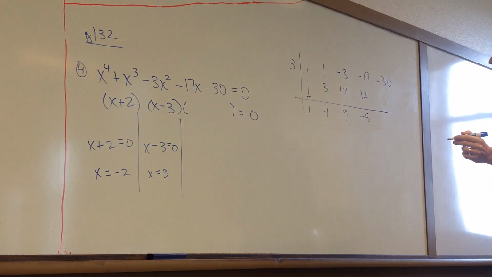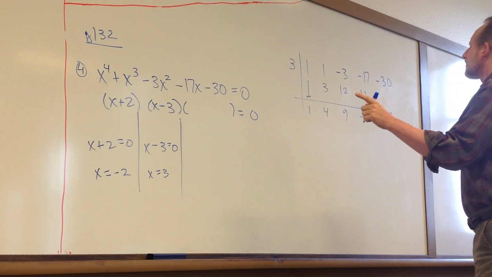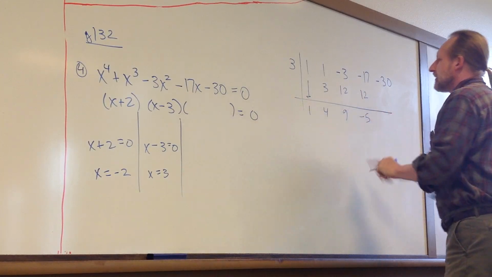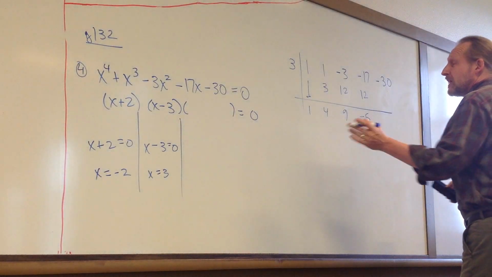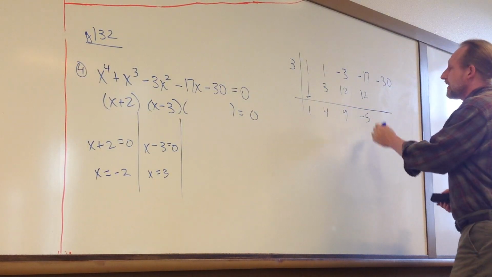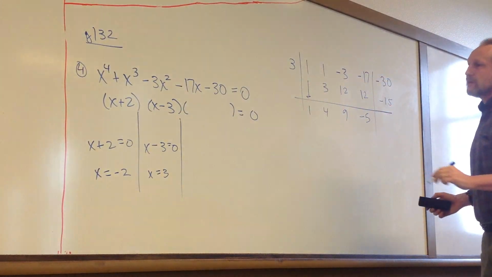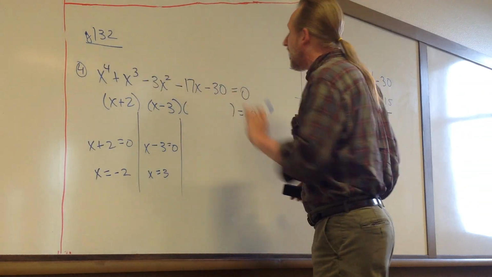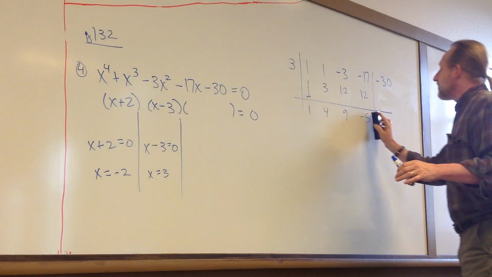And let's see here, did I make a mistake somewhere? Minus 3, minus 17, minus 30, 3, 4, 12, 9. There it is. I added 3 plus 9 and got 12. So how did I know I made a mistake? Well, if I continued, I don't get a 0 remainder. If this is a root, and you know it's a root from the graph, then you should get a 0 remainder. So that's how I saw that I had made a mistake here.